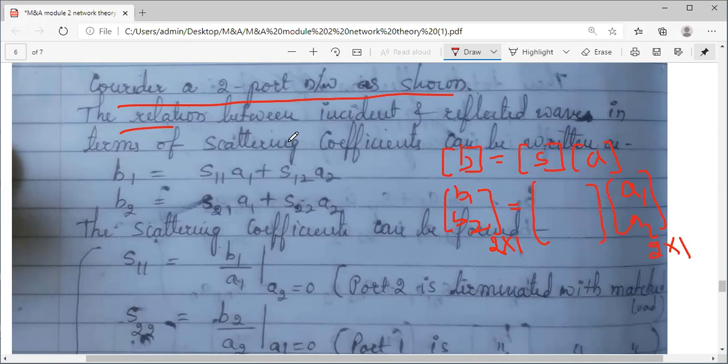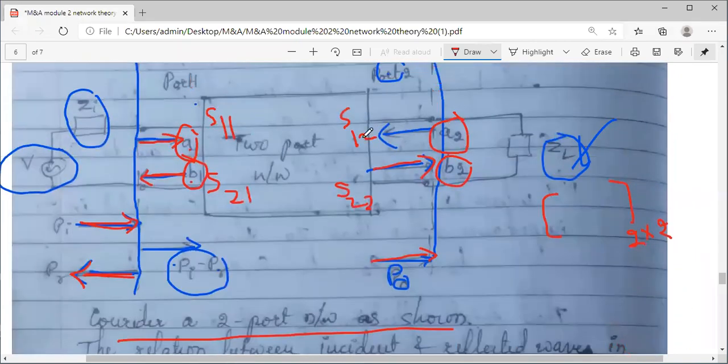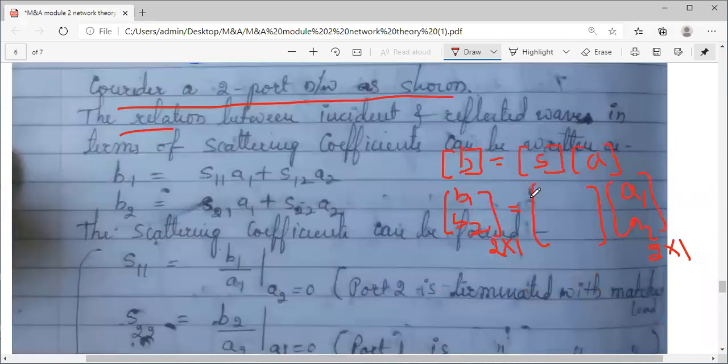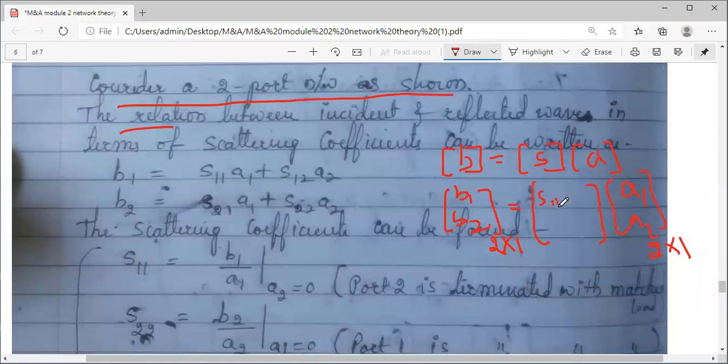S matrix: how many values are there? 1, 2, 3, 4. S11, S12, S21, S22. So what is the order of this? It is a square matrix of the order 2 by 2. You can see, 2 cross 1, which is equal to this, so it is matching. Now, how have I got these two equations?